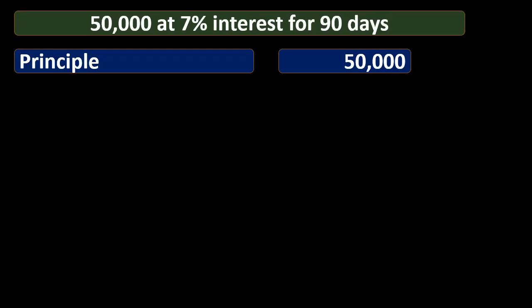So let's go through a few of these ways we can calculate simple interest. We're going to start with a loan of $50,000, 7% interest rate, and it's a 90-day loan. It's going to be out for 90 days.